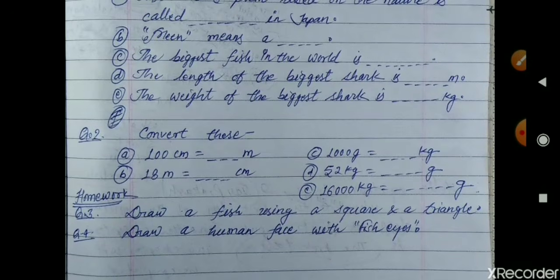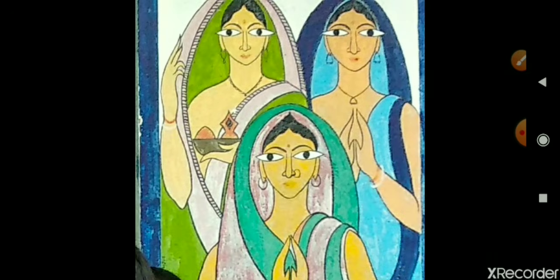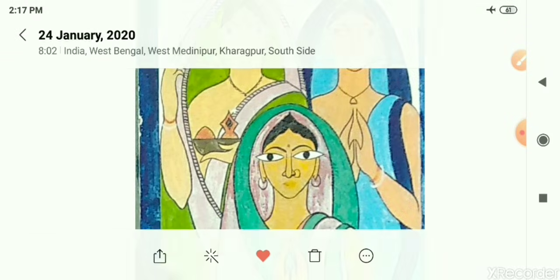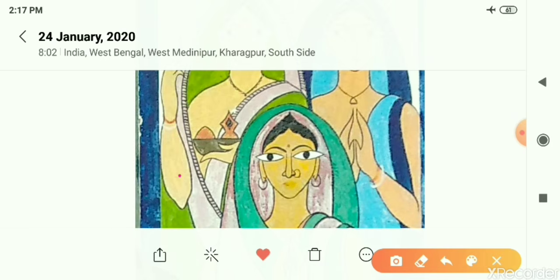Now come to the next question. Question number 4. Draw a human face with fish eyes. Yes, as I know, drawing is a very interesting thing. You all children like drawing, I know. So you will draw it, but there's a task that you all have to draw this drawing. I like this drawing because this drawing is made by our very talented sir, Shankar Prasad.